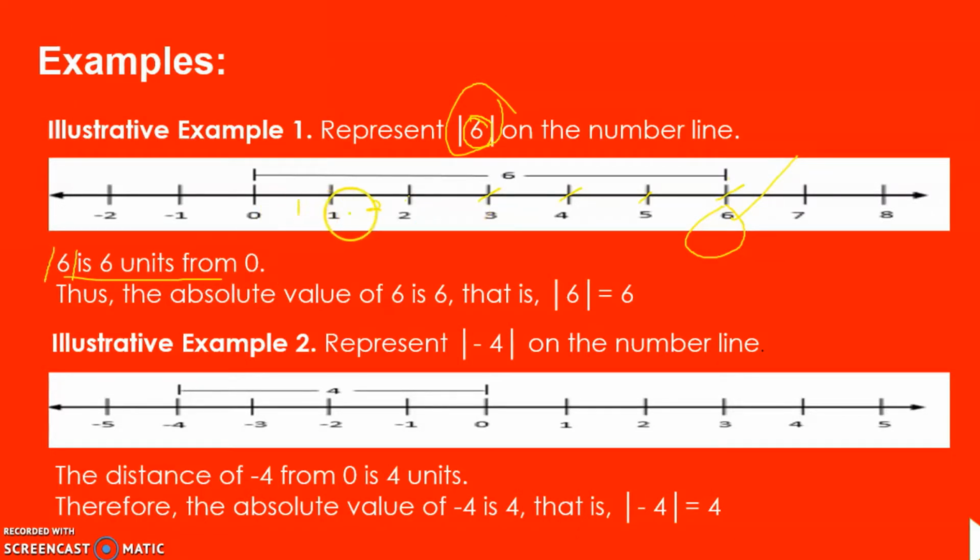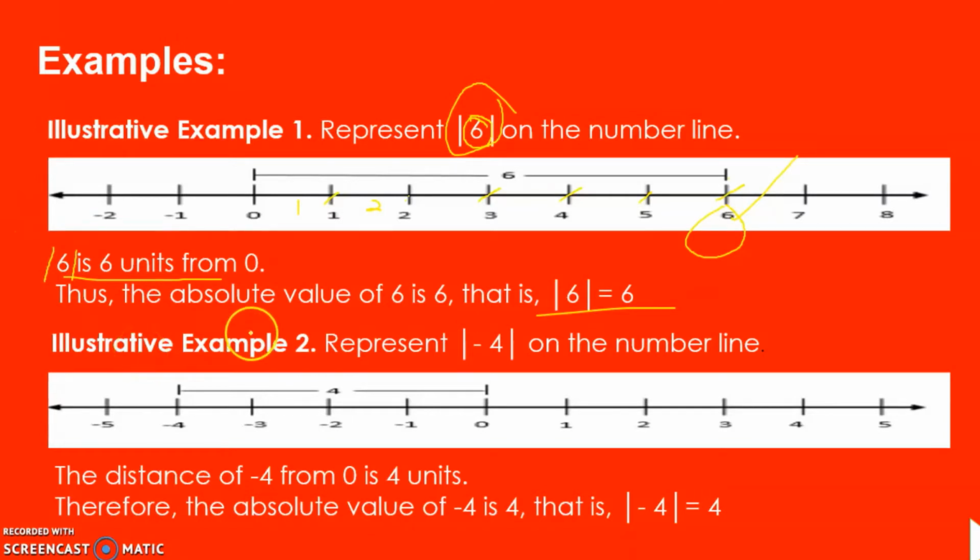Kung makikita niyo po yan, ayan po, binibilang na po natin. 1, 2, 3, 4, 5, and 6. The absolute value of 6 is 6. That is in symbols. So, inunit na lang po natin. Ayun po yun.